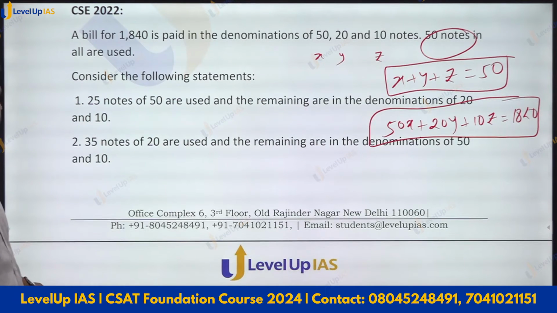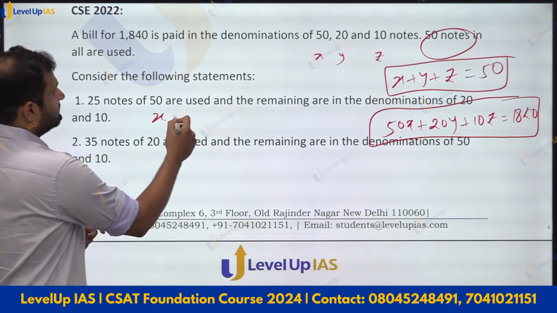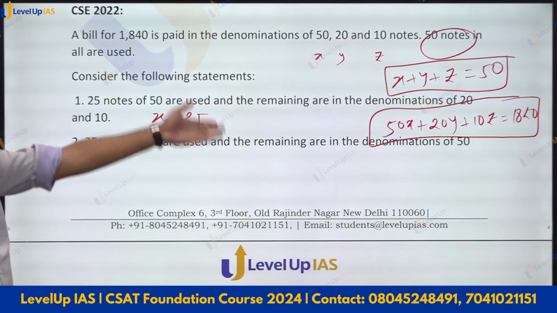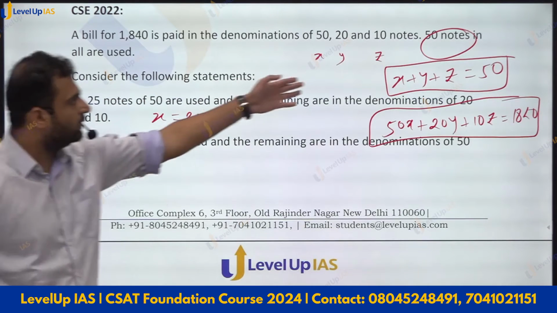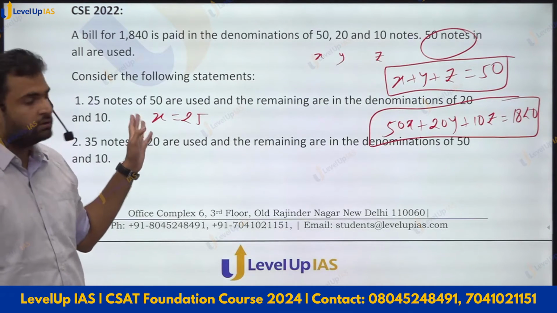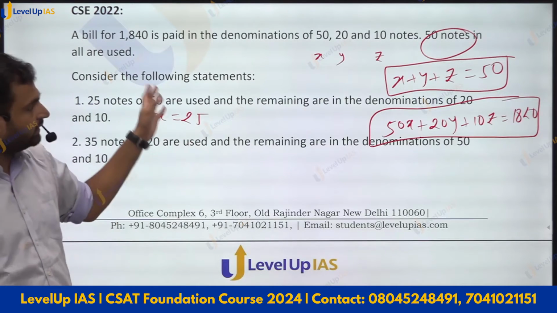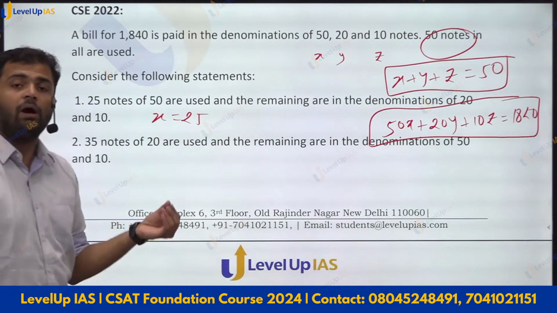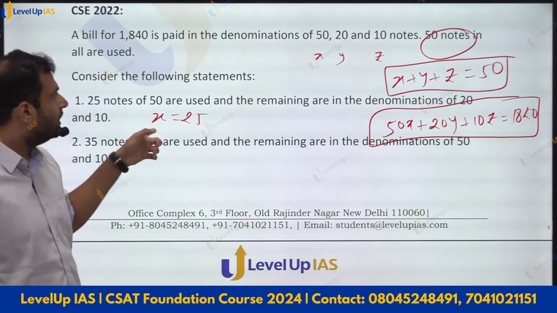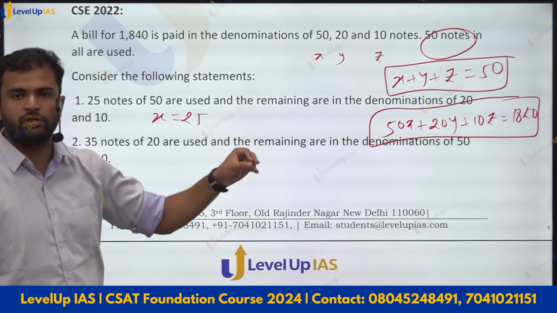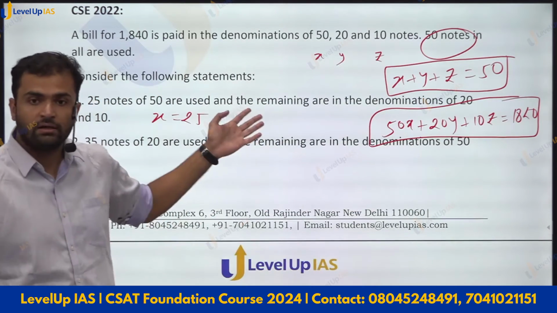So what is this? 25 notes of 50 are used. So it has given x is equal to 25 and remaining are 20 and 10. Oh, that is natural. So let us put this value. This is third equation. So we can now solve. We have to actually solve and see if this is correct, if everything is consistent. And how do we ensure consistency? That all these x, y, z should be natural numbers, because these are number of notes, they cannot be in fraction.